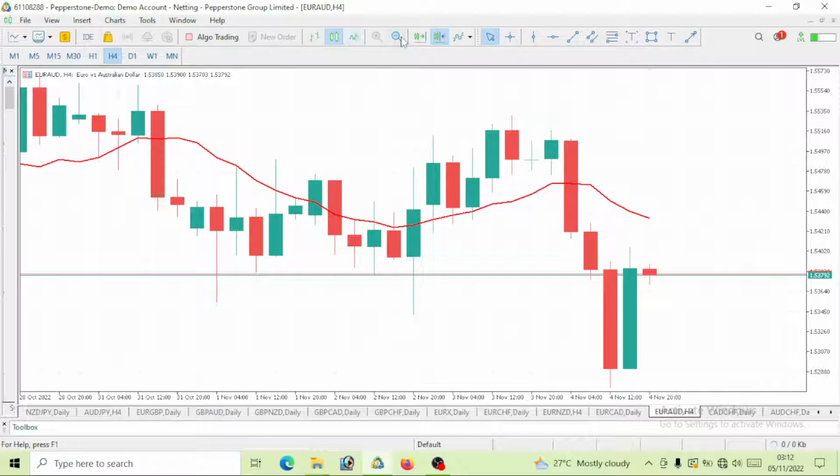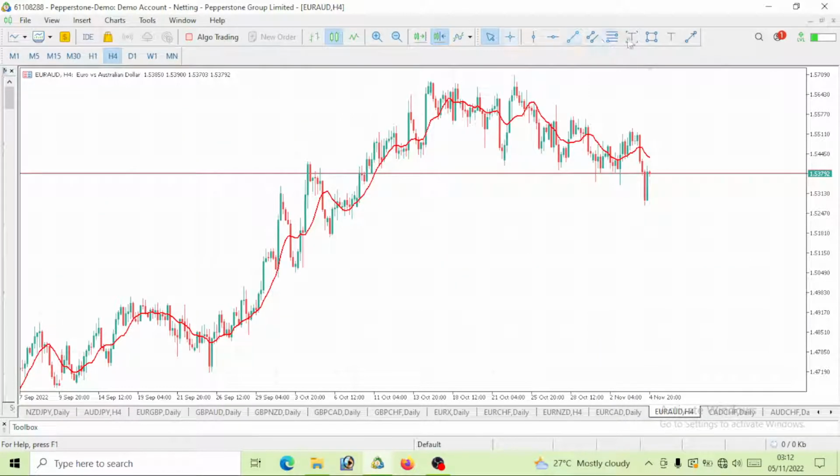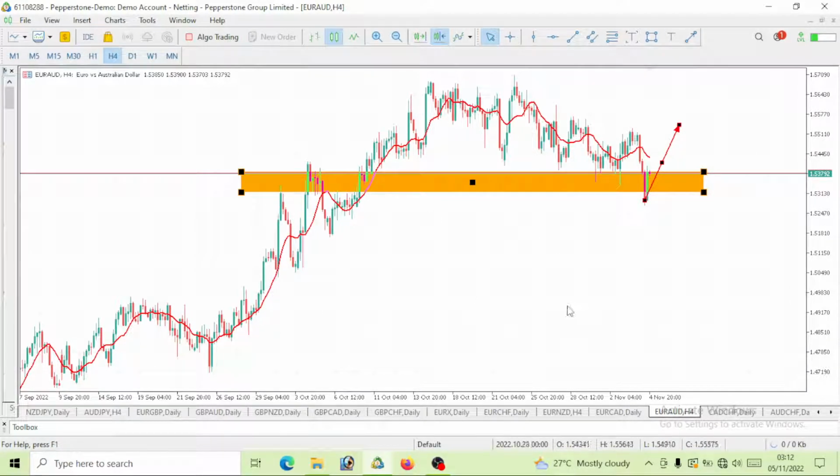And now let's see what the 4-hour time frame says. We should see a rejection here, thereby EURAUD starts giving us a bullish move. So this week expect a bullish move on EURAUD.